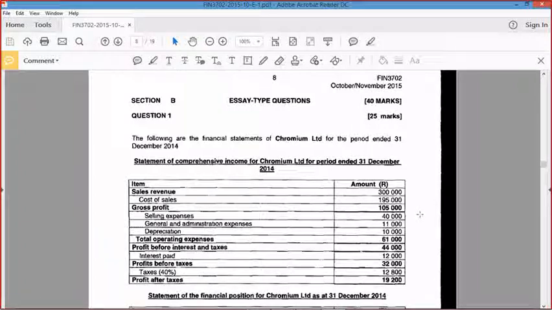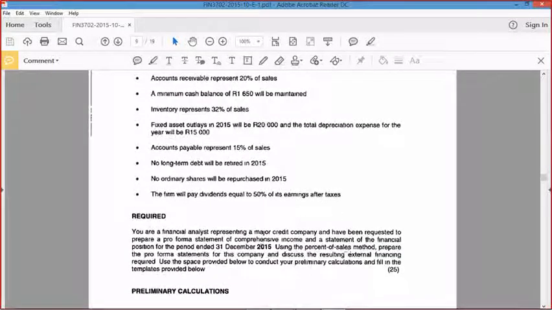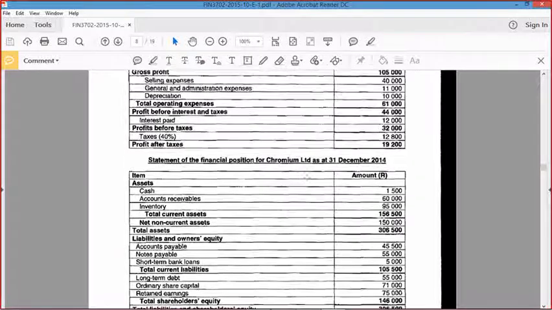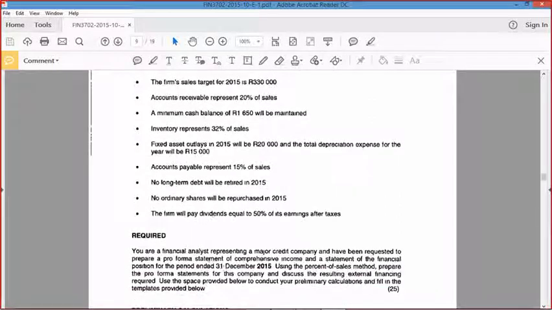So if we look at question 1, the first question here is focusing on financial statements. Okay, so we've got a comprehensive income for 2014. If I scan the required, they're asking me to perform an analysis in terms of creating a pro forma statement of comprehensive income and statement of financial position. Right. So this is actually a really simple question because it focuses more on accounting rather than finance. And the nice thing with this question is they've given you these templates from the previous year, which is 2014, to help you create pro forma statements for the next financial year.